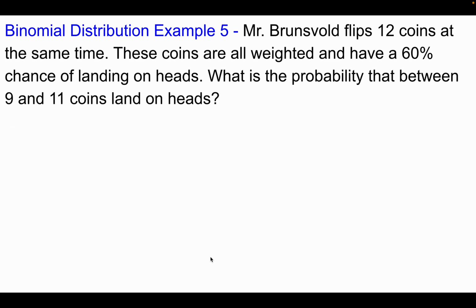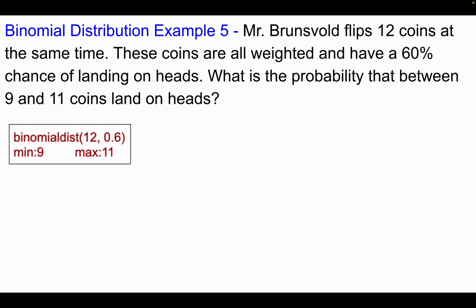Okay, last example. Mr. Brunsvold flips 12 coins at the same time. These coins are all weighted and have a 60% chance of landing on heads. What is the probability that between 9 and 11 coins land on heads? So for this one, we're going to skip the second 2 formulas because they're not going to be useful. We're only going to use the binomial distribution. I'm flipping 12 coins. I have a 60% probability of heads. And I'm going in between 9 and 11, right?